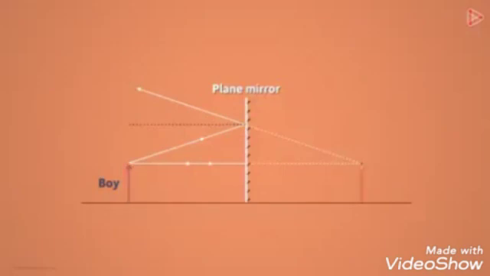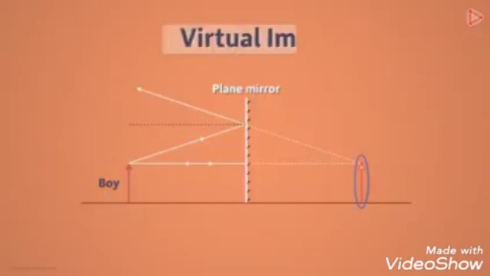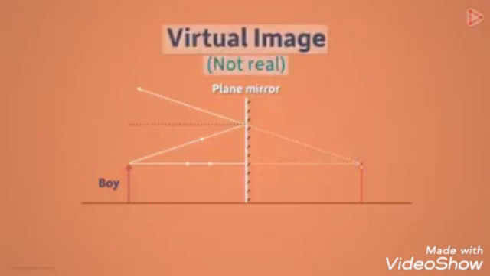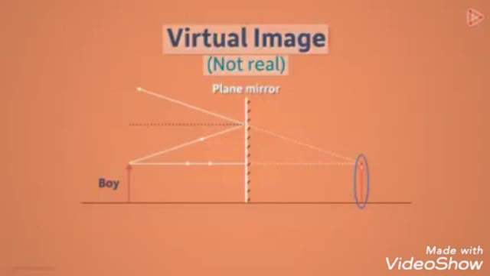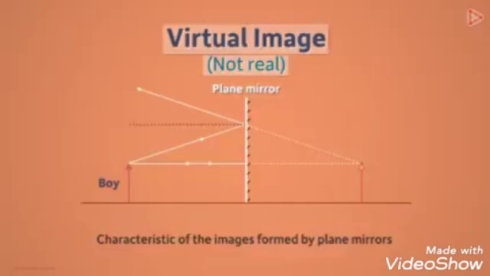So we say that the image formed here is virtual, or in other words, not real. You can think of a virtual image as an image which appears to be formed in a position somewhere behind the mirror. But in reality, it isn't there. A virtual image is formed when the light rays diverge after reflection from the mirror. Every plane mirror forms a virtual image. This is the first characteristic of the images formed by plane mirrors.